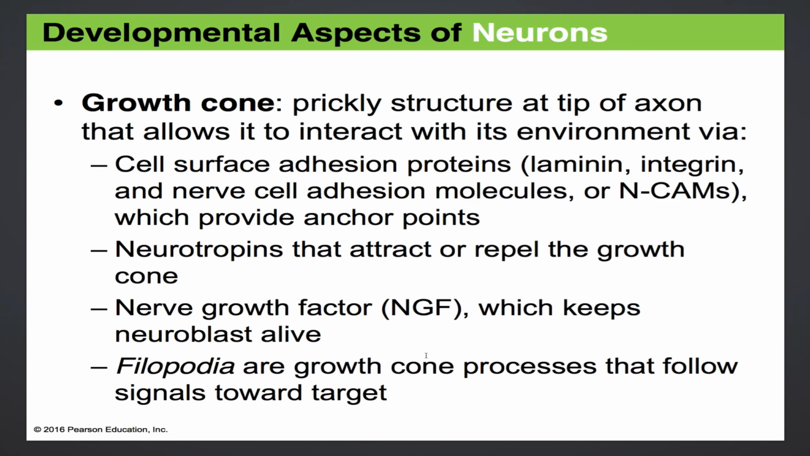So how does a neuroblast growing axons know where to go, and once it gets there, where to make the proper connections?